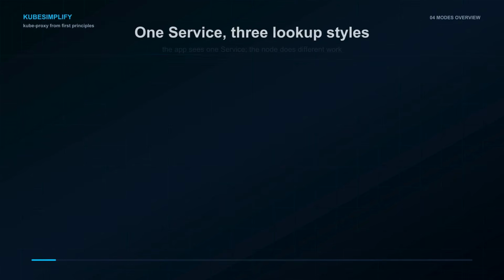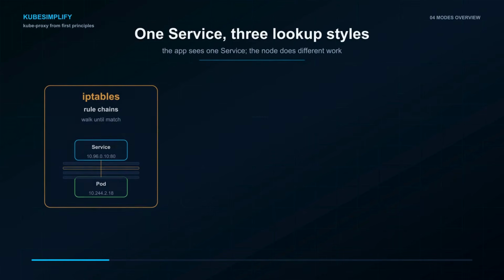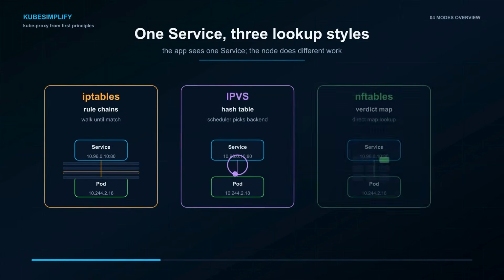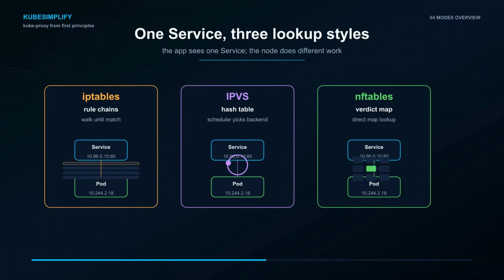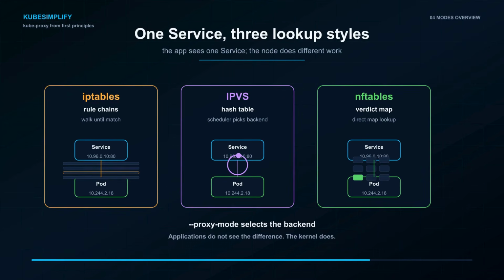Pause on this idea for a second. kube-proxy has 3 Linux backends. Each one makes the same service work, but each builds a different path inside the node. iptables builds chains of rules. IPVS builds virtual services and real backend servers. nftables uses newer netfilter maps. Your app sees one service. The kernel sees 3 different packet paths.